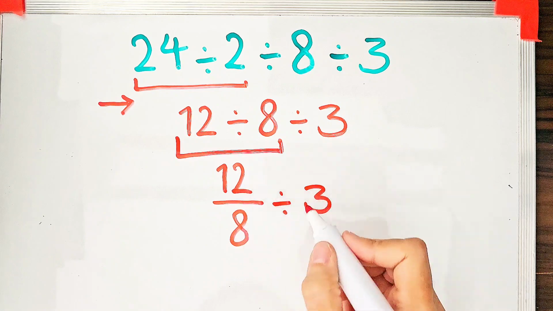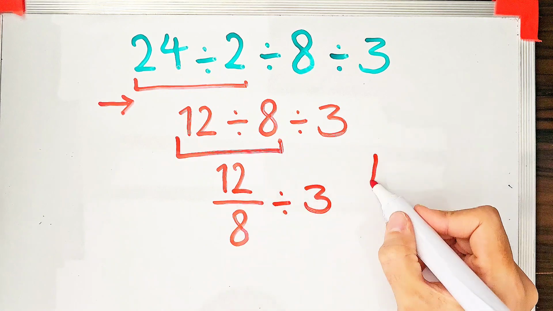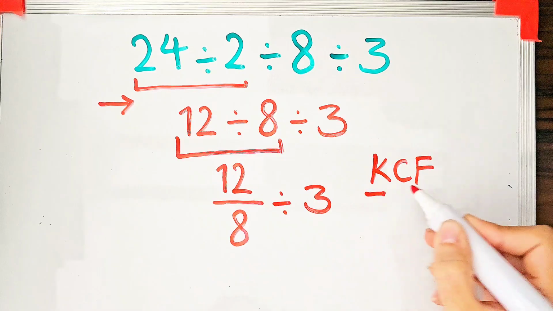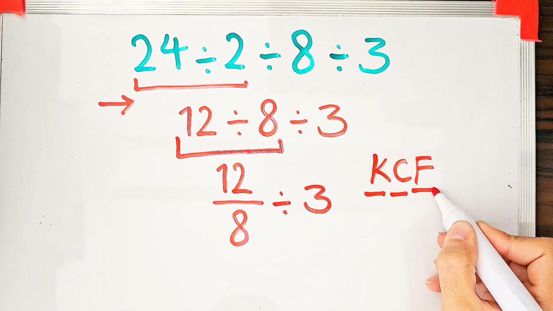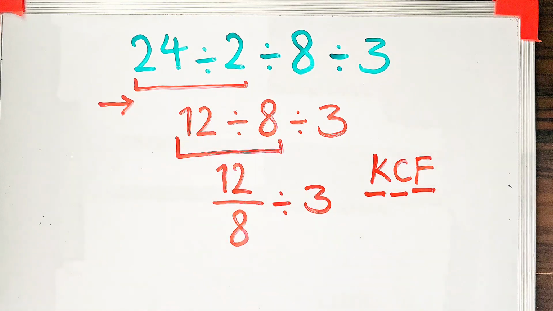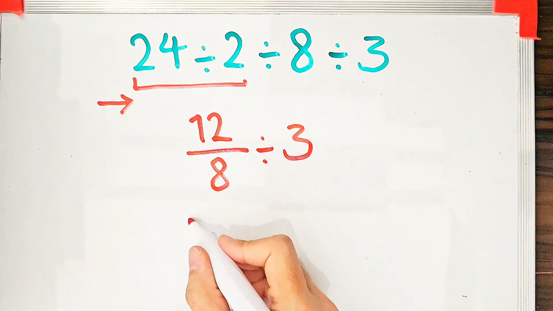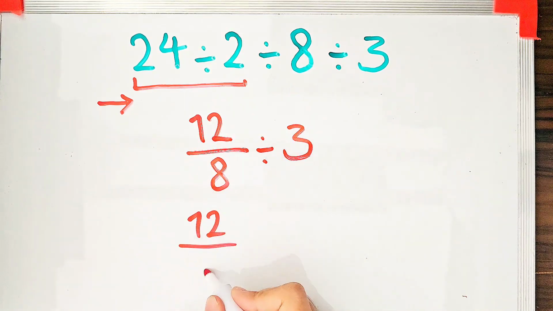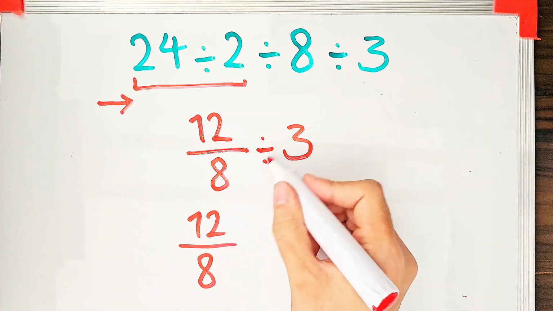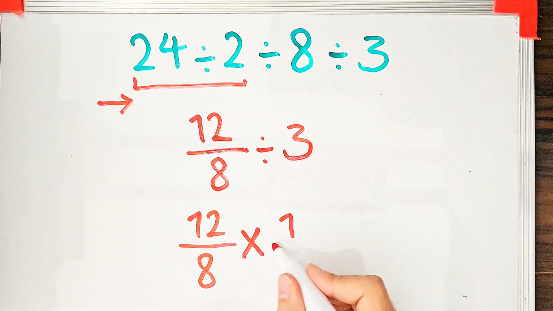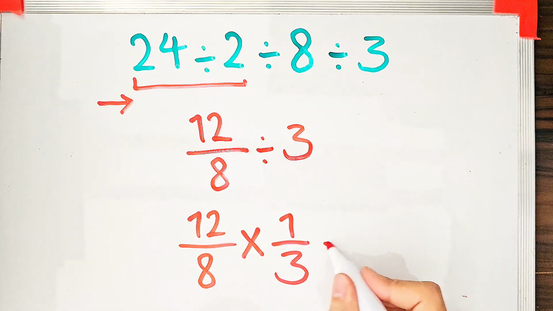To solve this part, we need to follow the KCF rule. Keep the first fraction, change the sign, and flip the second number. We keep the first fraction as it is, then change the sign, then flip the second number. As you can see in the image, we keep the first fraction, then change the sign, then flip the second number. Now we do the multiplication.